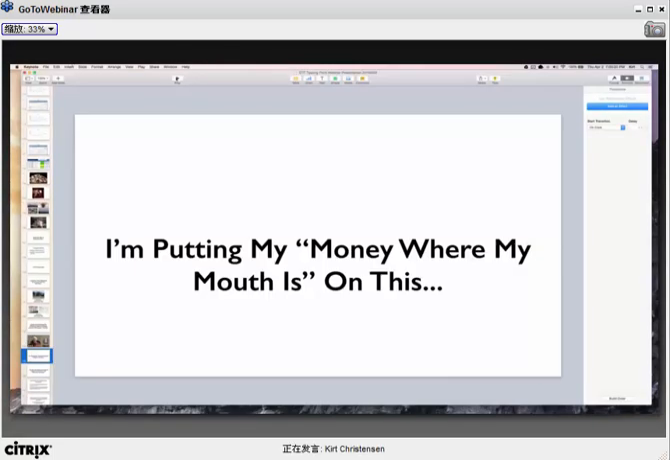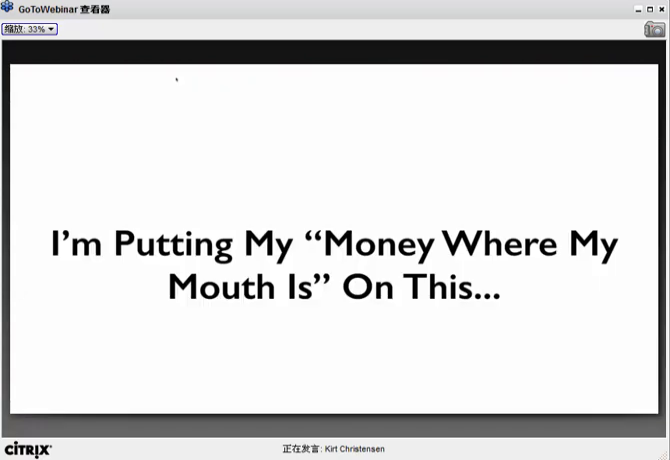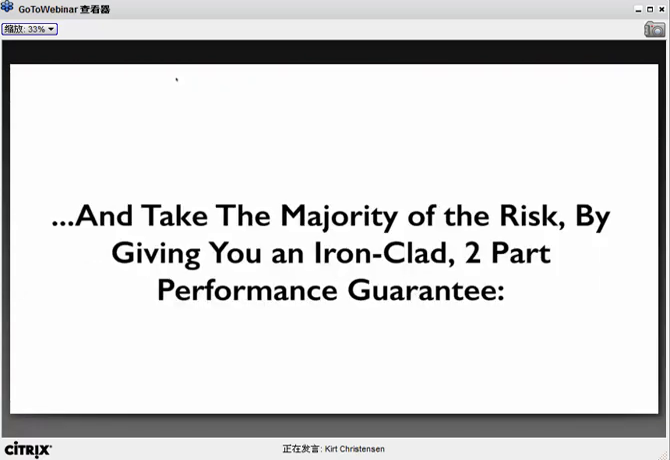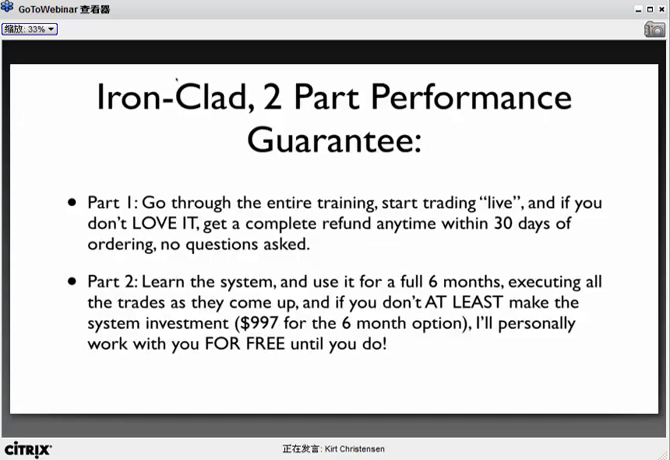And so I'm willing to put my money where my mouth is when it comes to this and give you a guarantee on this. It's very simple. I'm going to take the majority of the risk by giving you an ironclad 2-part performance guarantee. Part number 1. And this is in writing. If you go onto the order page, you'll see this, and you'll get this immediately after you order. So you have this right in front of you.